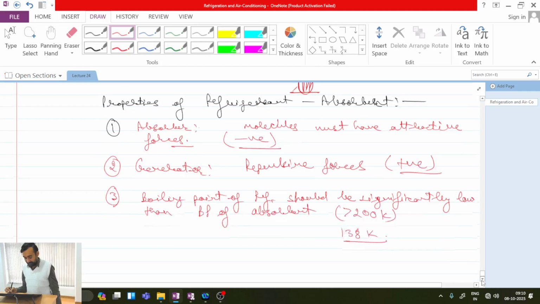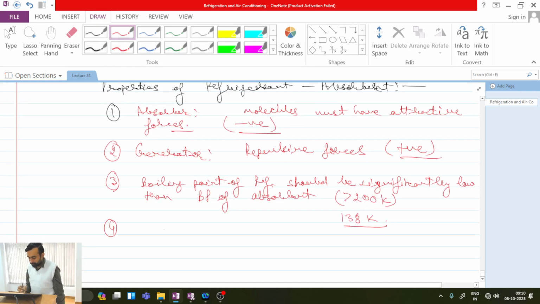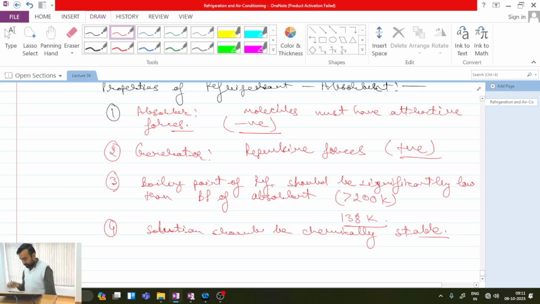Then the fourth point is that the solution should be chemically stable at all temperatures. If it is chemically unstable, some chemical reaction can take place. These can form some other solution, and moreover, chemical reactions cause irreversibilities. And even chemical reaction can lead to phenomena such as rusting, because rusting is also a chemical reaction. So rusting, etc. should not happen.